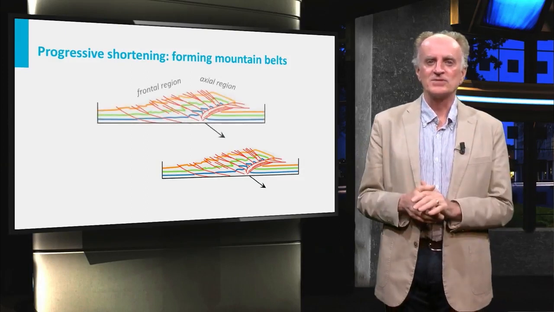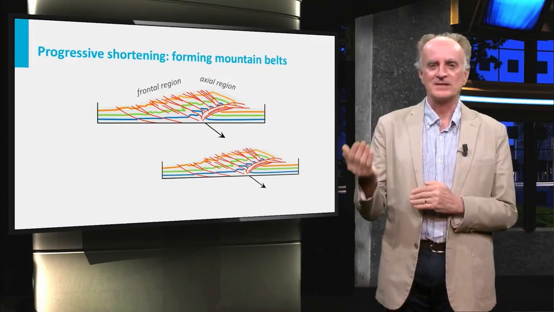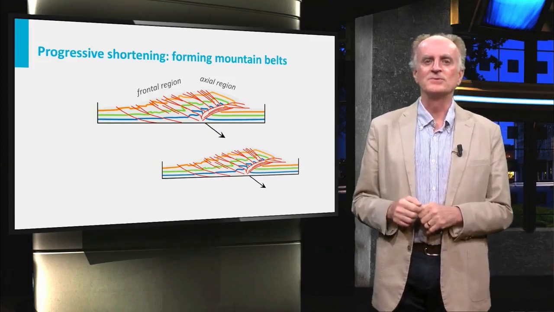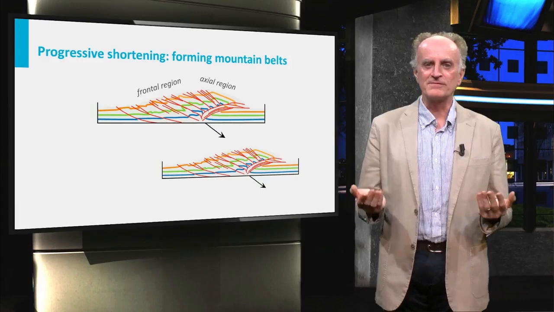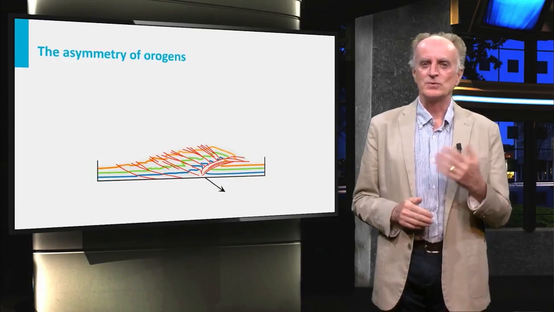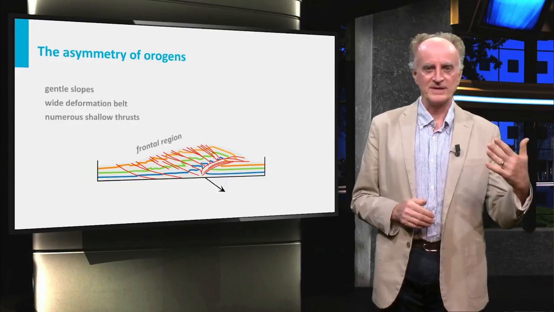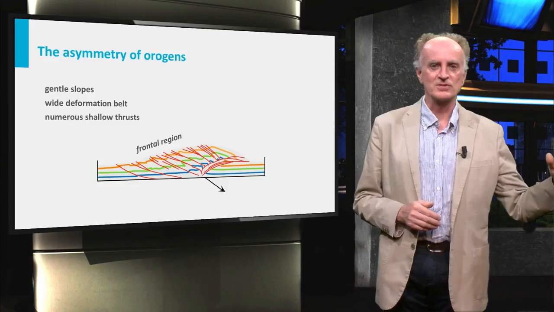The resultant orogen has two very different parts, the frontal and the axial regions. Rocks in the two domains have experienced different paths and will look very different. The two sides we mentioned of the mountain belt are very different. The frontal part is generally wide with gentle slopes.